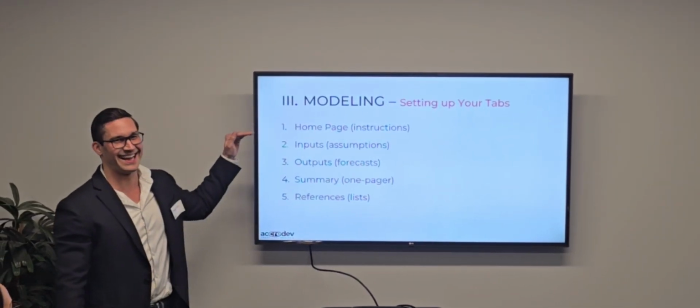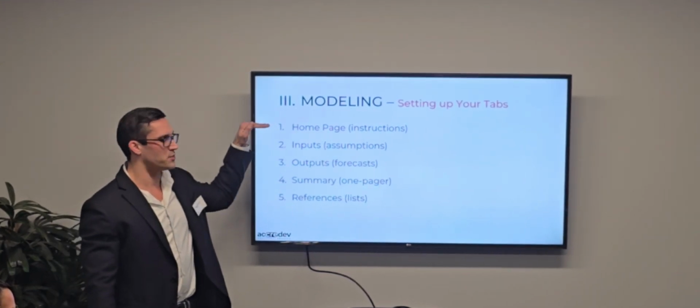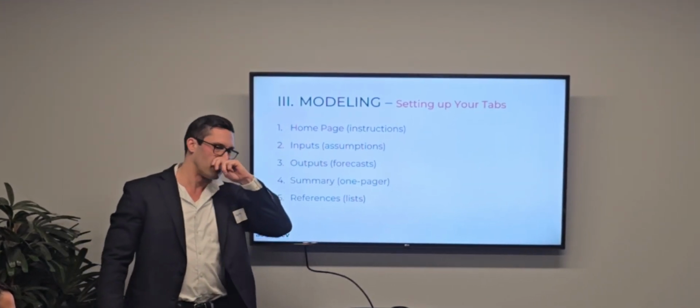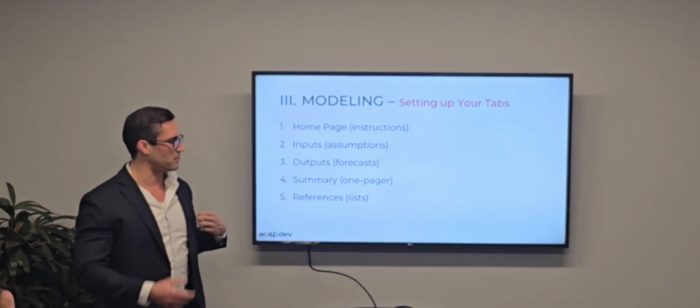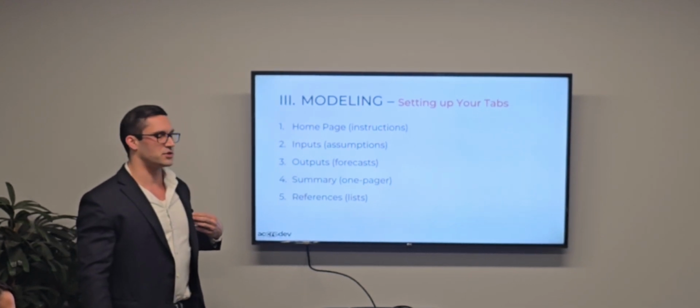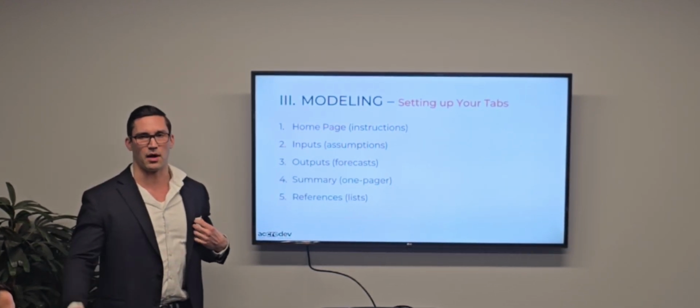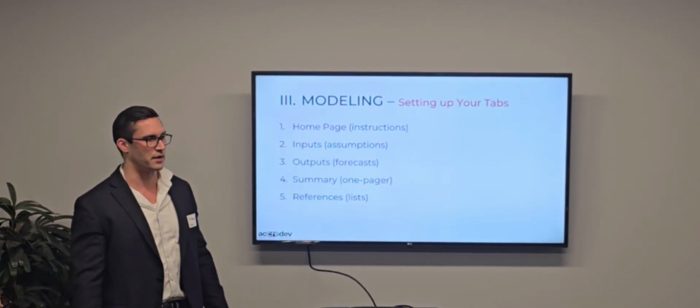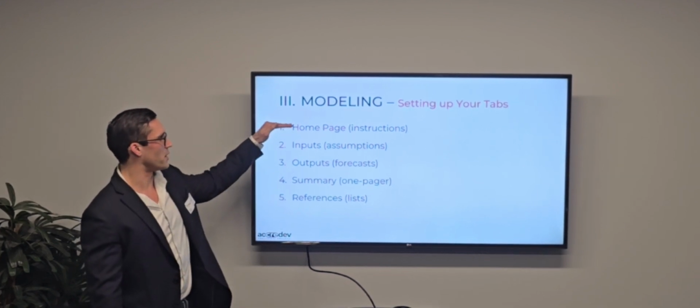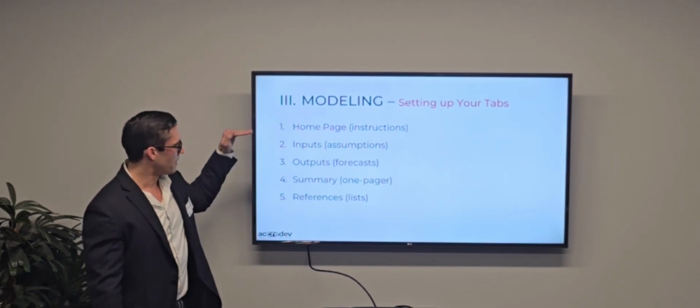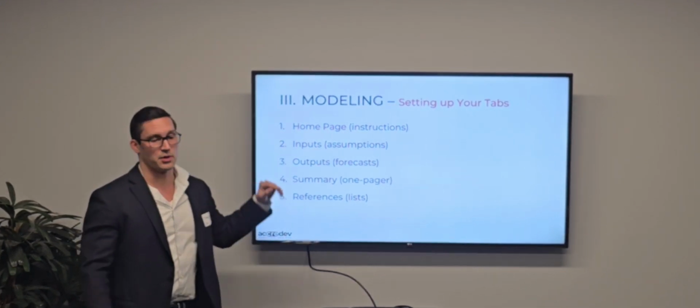Of course, the home page, which is the thing that opens right when your user opens the workbook. And it's just instructions, maybe a quick primer, a link to a YouTube video, whatever. This is probably the least important, frankly. Second tab is the inputs tab.